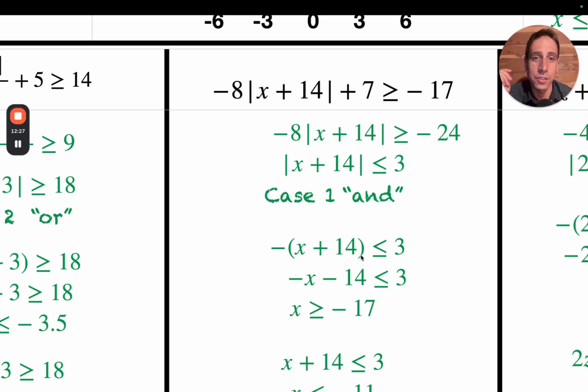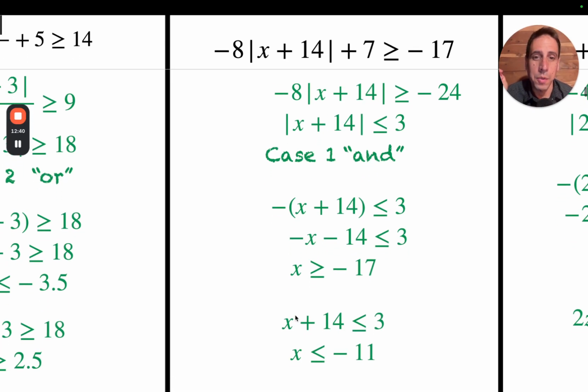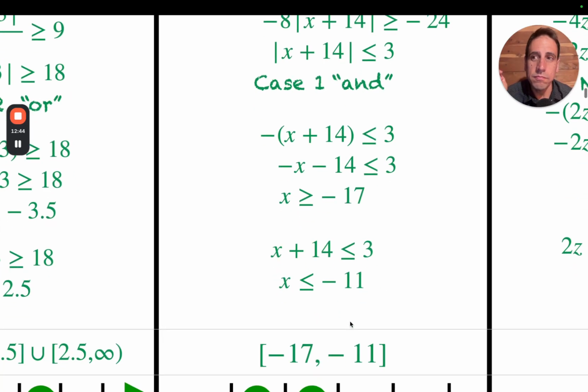Solving the negative version looks like this. Distribute, add, divide by -1, and when you divide by -1, again, the sign flips back again to x is greater than or equal to -17. Solving the positive version, you subtract 14 from both sides, and you get this. So if you're going to recombine them into a compound statement, it would be -17 is less than or equal to x is less than or equal to -11.